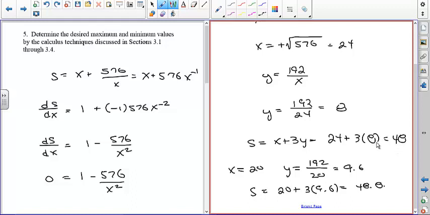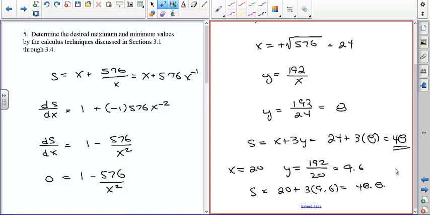Because we were determining the minimum. In this case, it's the minimum value. So this is our minimum. So I've tried on one side of 20. If I went to 28, I could do that, and I'd find that was also greater than 48. So this does give me the minimum.